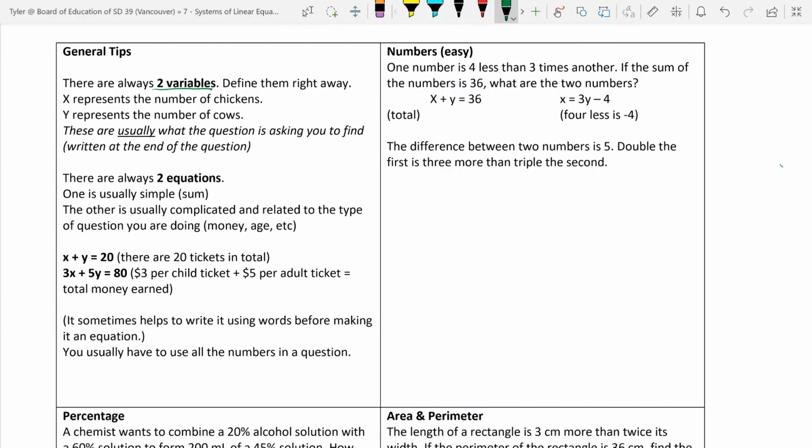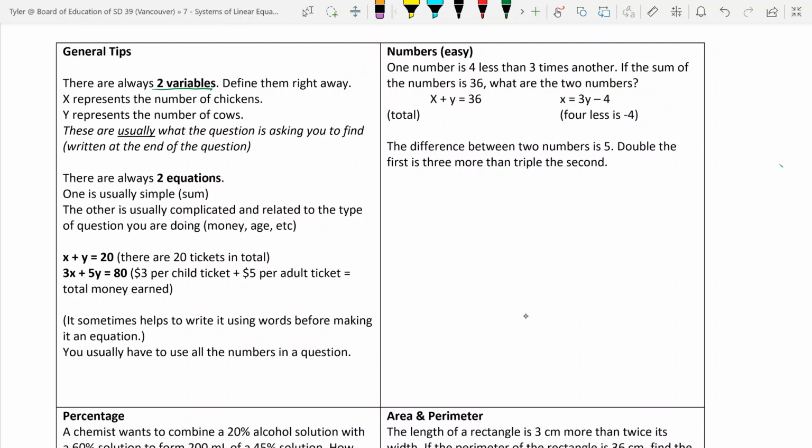There's always going to be two variables in every single question you're dealing with. If we look over at some of the numbers example, there's one number and another number. Those are going to be your two variables. The clue that you know what the variables are is at the end of the question, it usually says, what are something and something? That's going to be your two variables.